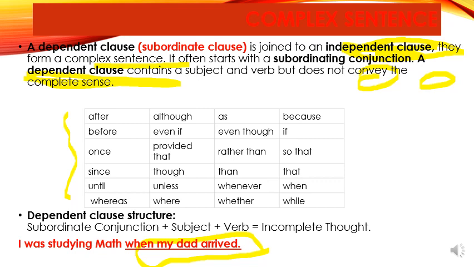The dependent clause is the one which needs a completion, okay? And with the independent clause, it constitutes the complex sentence. The dependent clause, from the previous lesson, joins an independent clause. When we join the dependent clause to the independent clause, we usually form the complex sentence. And as we said, it starts with a subordinating conjunction.